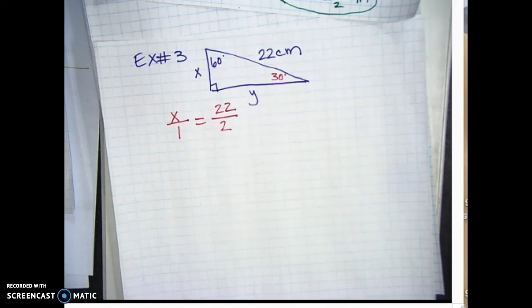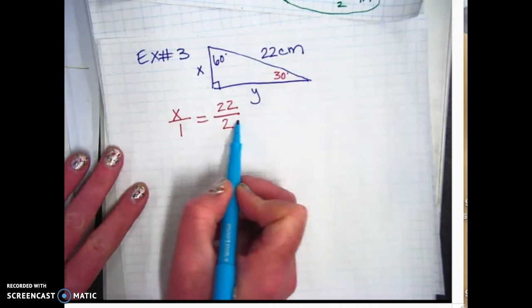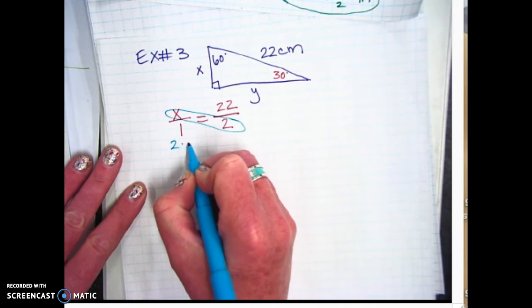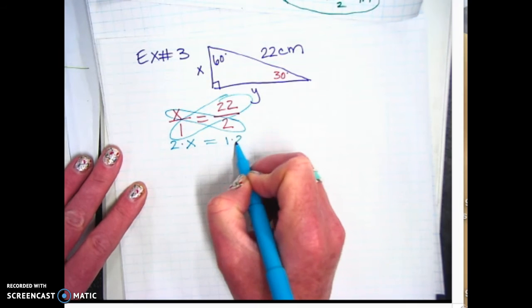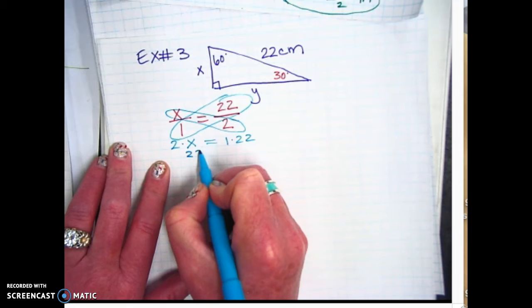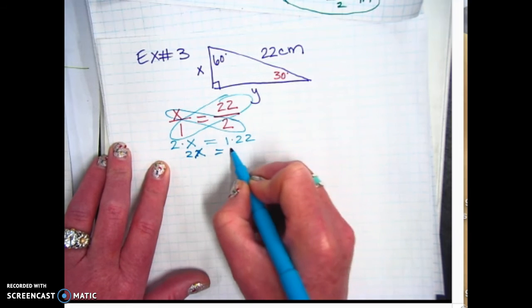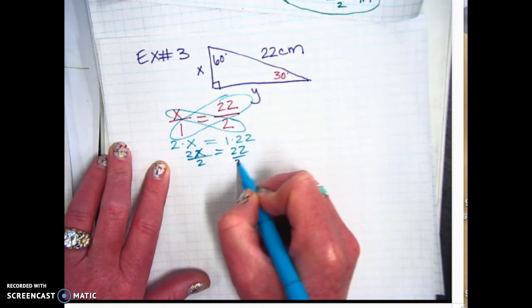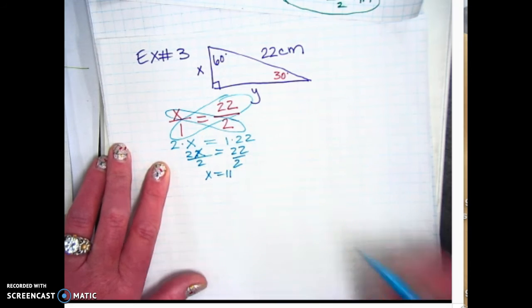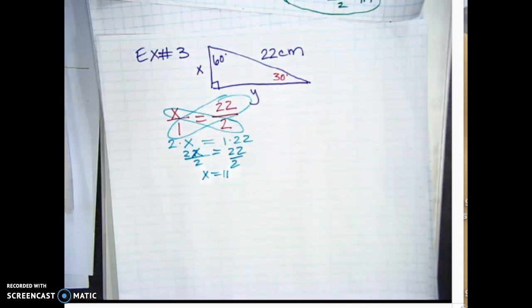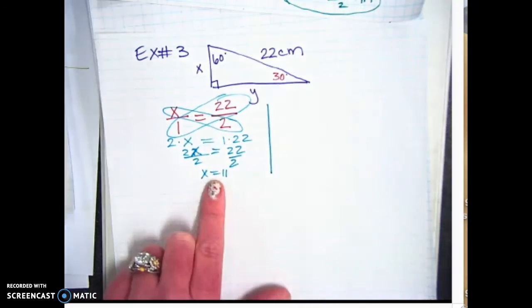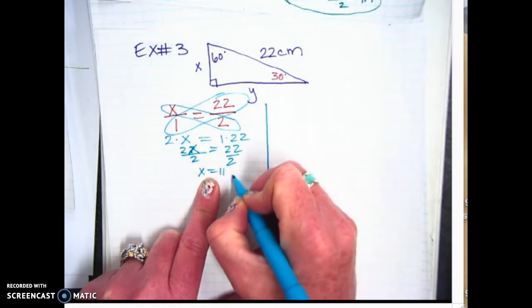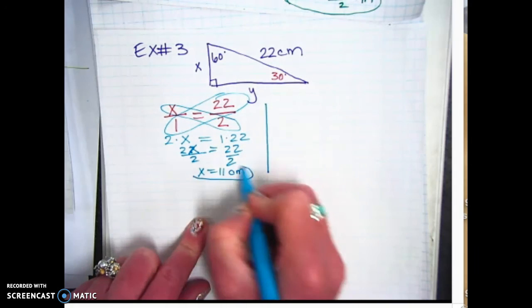All right, once your proportion is set up, then you're going to do your cross product. So let's go this way first. So 2 times x. Go this way second. 1 times 22. 2 times x is 2x. 1 times 22 is 22. Divide both sides by 2, and x equals 11. And we wish they all turned out this pretty and didn't have radicals in them, right? Okay, so x equals 11. This one was in centimeters. So that's our x answer.